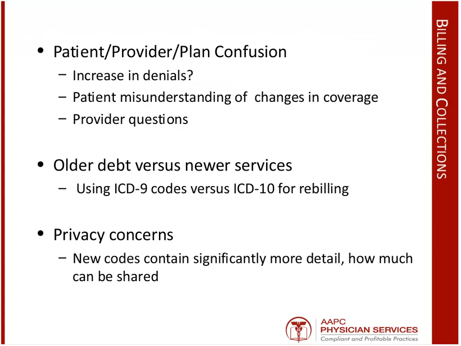Billing and collections: looking at patient-provider-plan confusion and an increase in denials. My opinion is there probably will be an increase in denials. Our systems probably are not going to be working perfectly 100% of the time everywhere. And just because the coding system is so much more specific, there will be more things that the payor may deny due to medical necessity. So medical necessity denials may even increase more than they already are today.